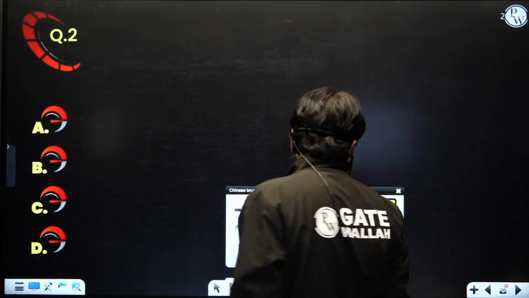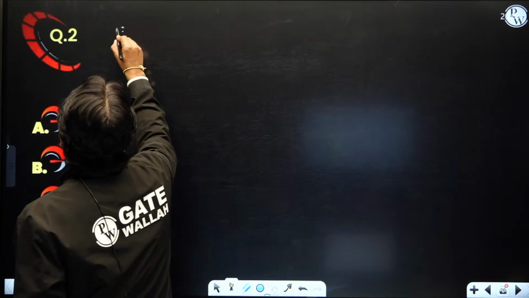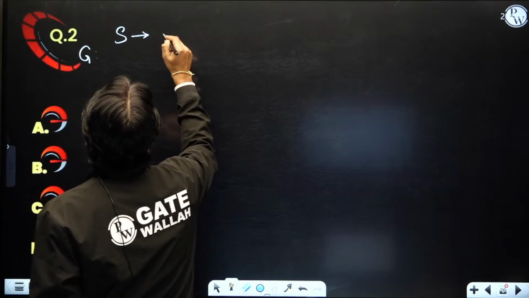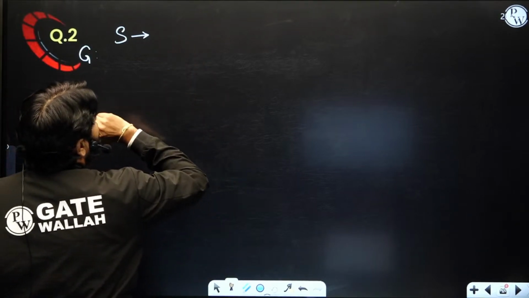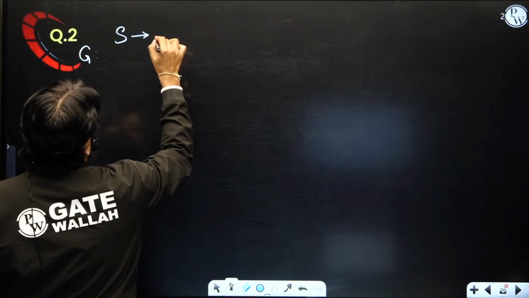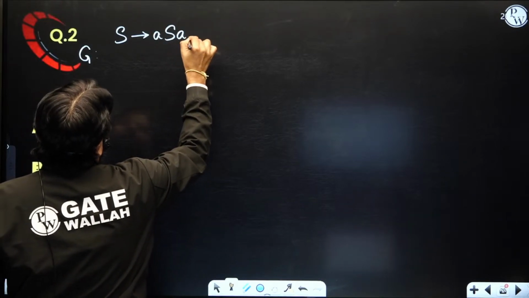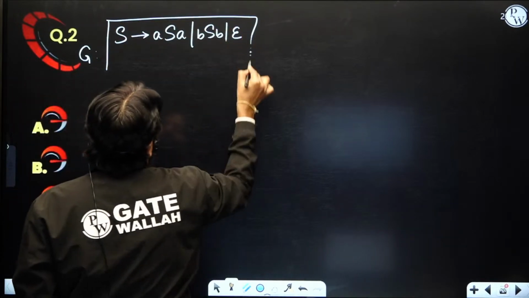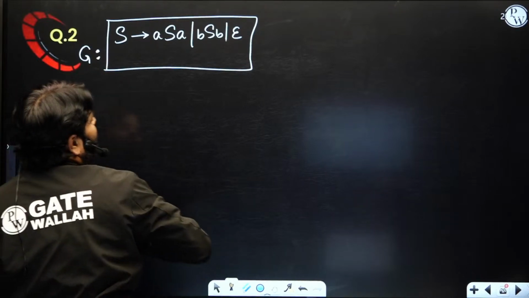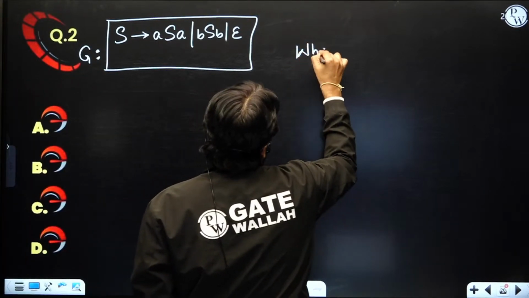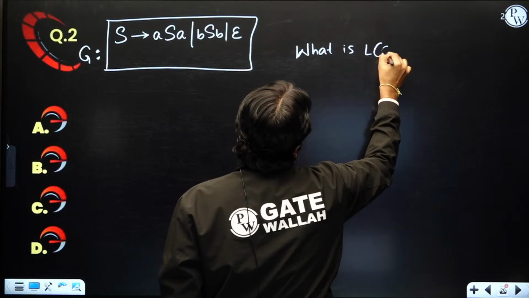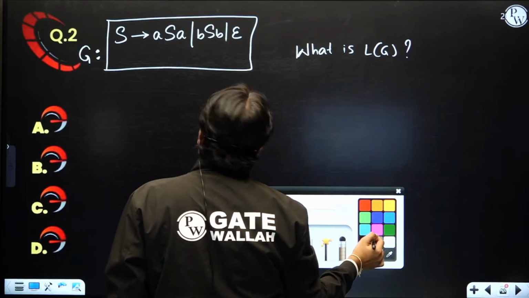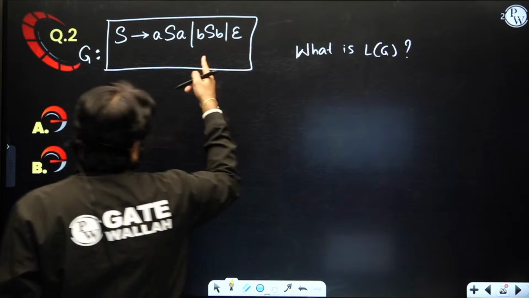Question 2. Okay, I'm just saying it is a G. S derives, let me write some different grammar for you: ASA or BSB or epsilon. I didn't explain this grammar, but this is a very different grammar. And what is L of G? Understand the options and try to look at what is possible. Don't answer blindly. You need a clear understanding of each question here, each string here.